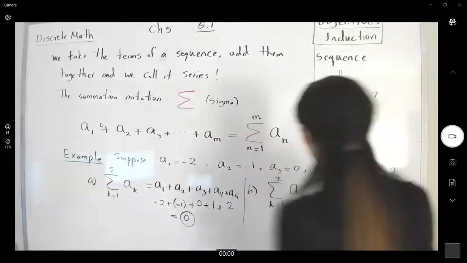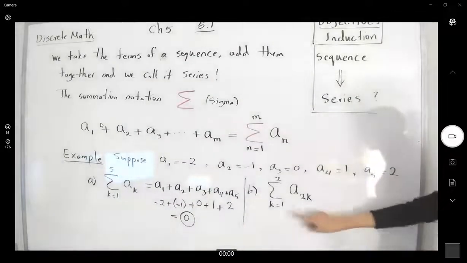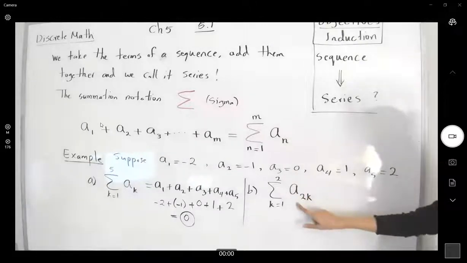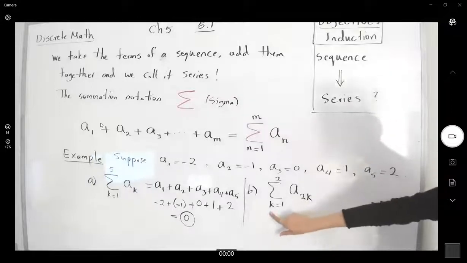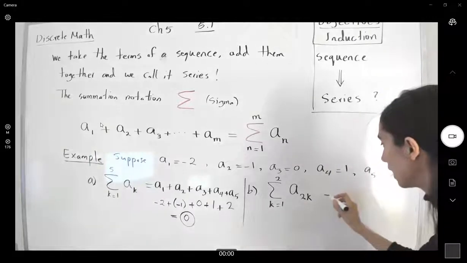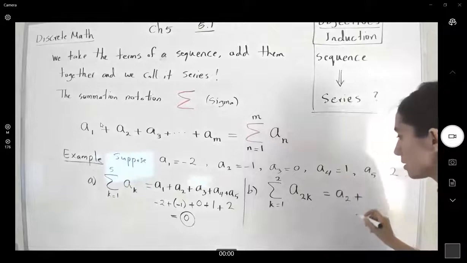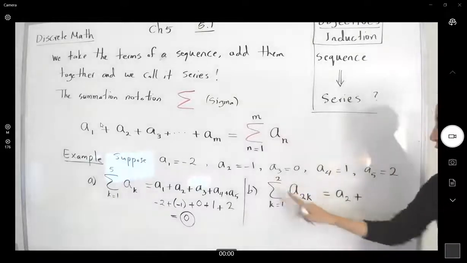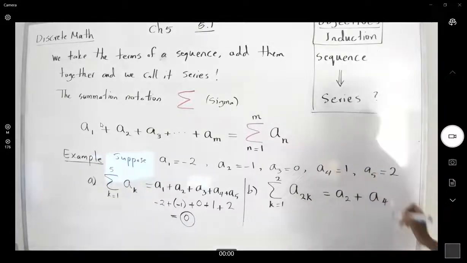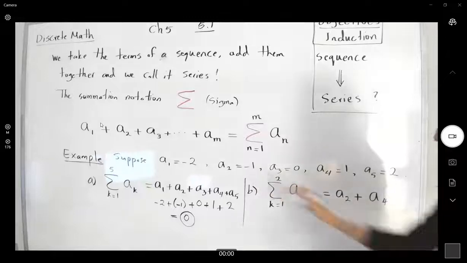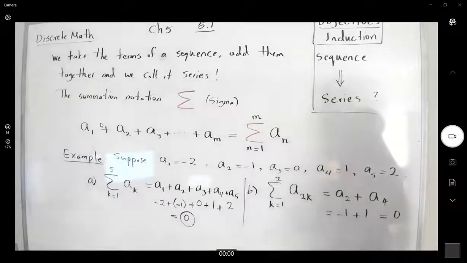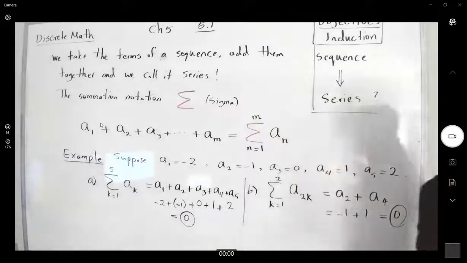Okay, so you have 2 times k. Whatever your k is, your result is A sub 2 times that k. So my first k is 1, so 1 times 2 is 2. So I'm adding A sub 2, plus my second k is 2, and 2 times 2 is 4. So my second term is A sub 4. What is A sub 2? Negative 1. What is A sub 4? 1. So if I add these together, the result is equal to 0.